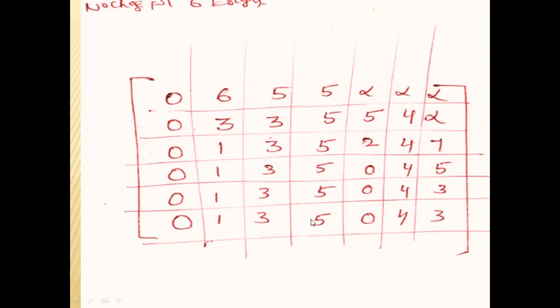Only 5 is not changed, which means there is no shortest path from 1 to 4 by using 2 edges, 3 edges, 4 edges, 5 edges, or 6 edges. So 5 is not changed, meaning there is no shortest path by using 2, 3, 4, 5, or 6 edges. Next, here, the next one, 1 to 5.